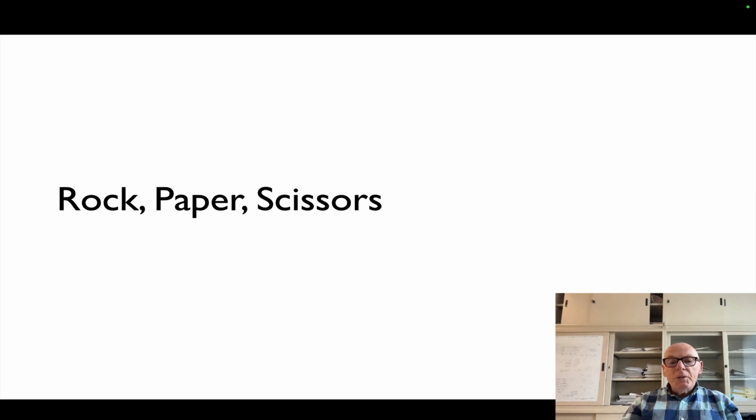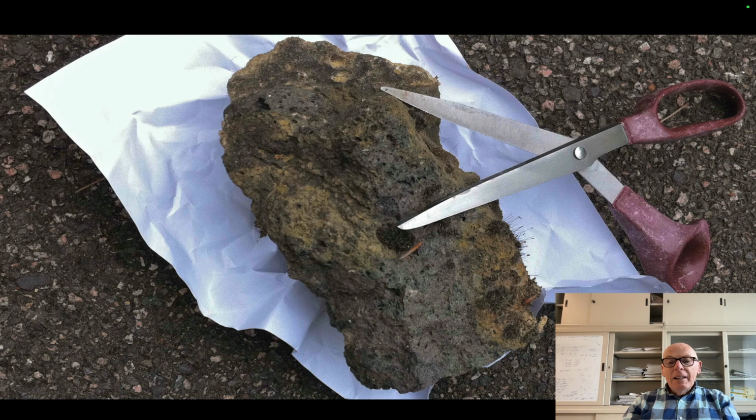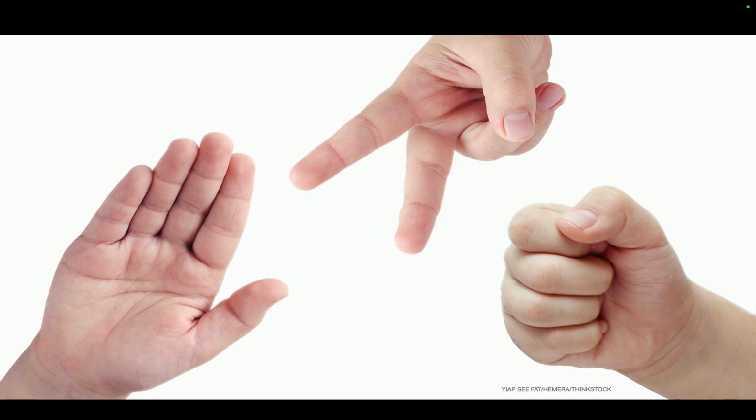In the next few segments, we're going to talk about the game Rock, Paper, Scissors. It's a game for two people. You simultaneously choose one of rock, paper, or scissors. And the idea is you do that by making one of these gestures. The gesture on the left is for paper, the gesture in the middle is for scissors, and the gesture on the right is for rock.